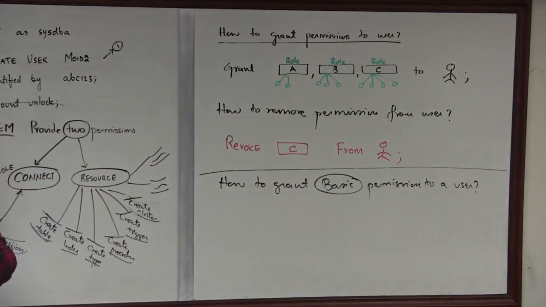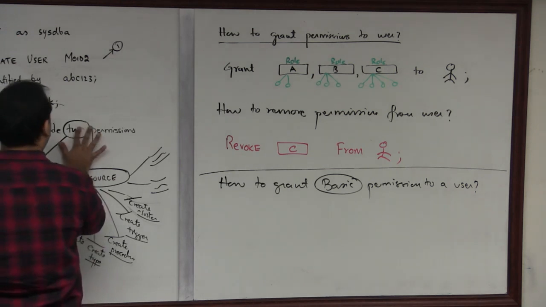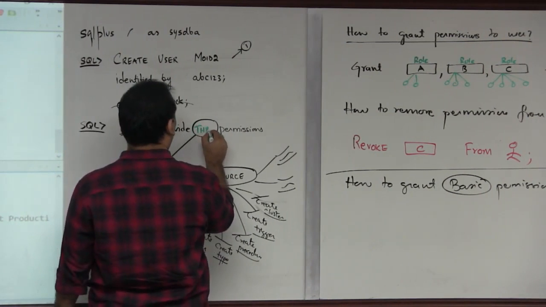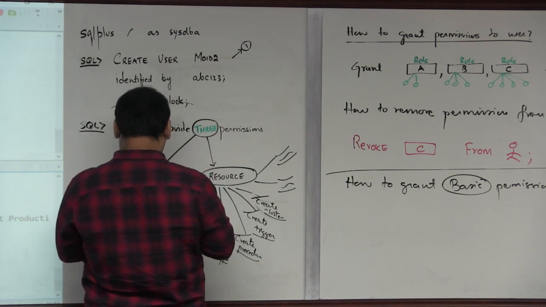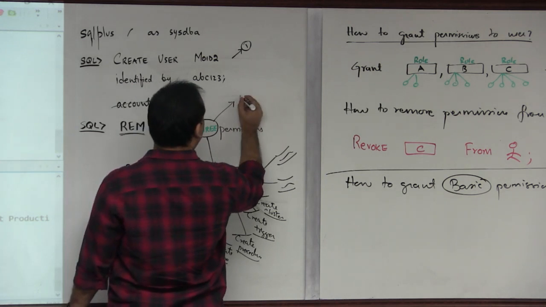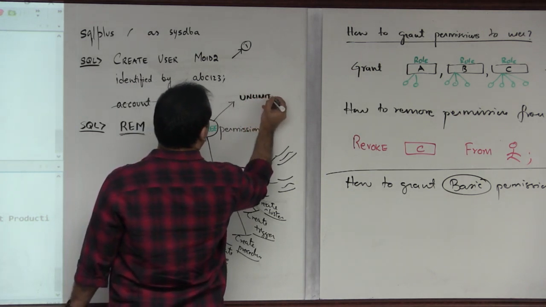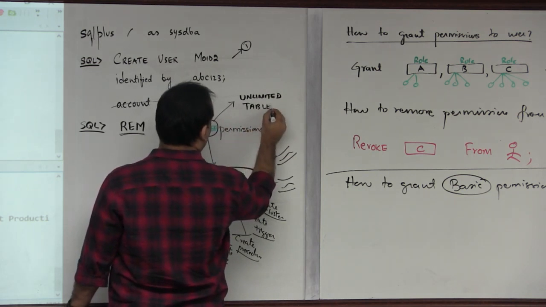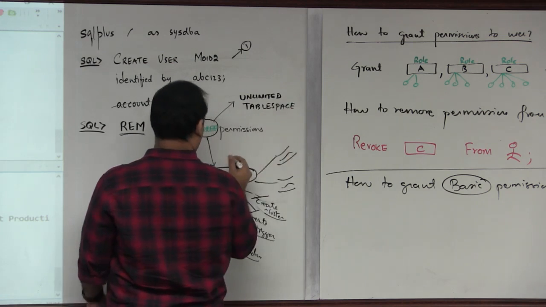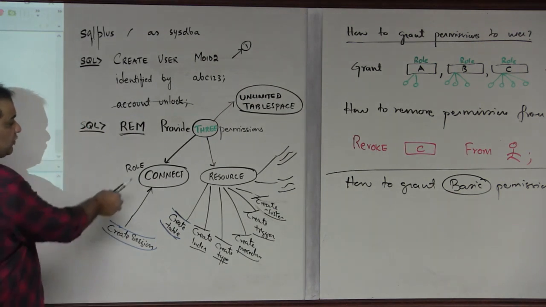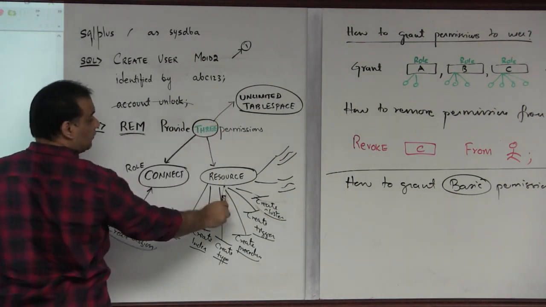Oh, I completely forgot one more permission. There should be 3 permissions, not 2. The third permission is we have to grant space. So here we will say unlimited tablespace. This would be another permission. So there are 3 permissions that we are giving: 1 to connect, 1 to write, 1 to create tables.